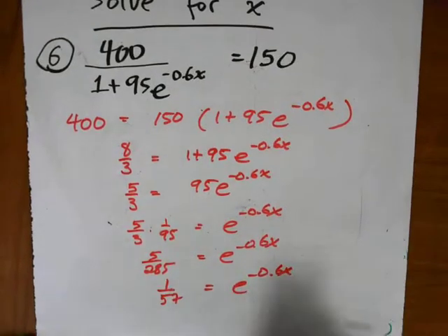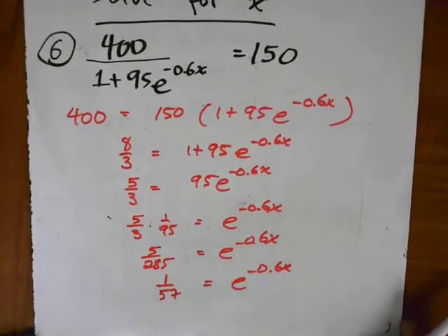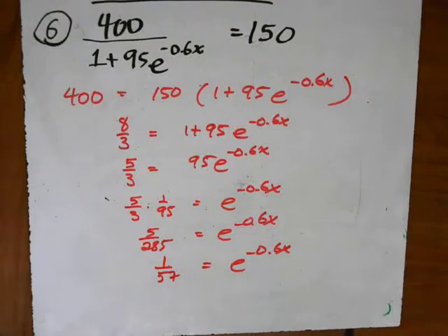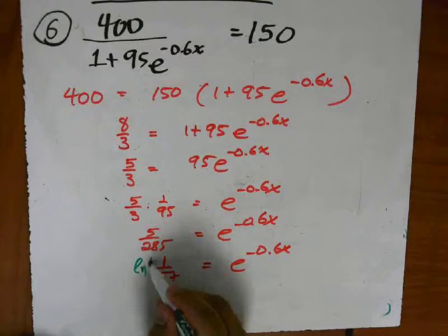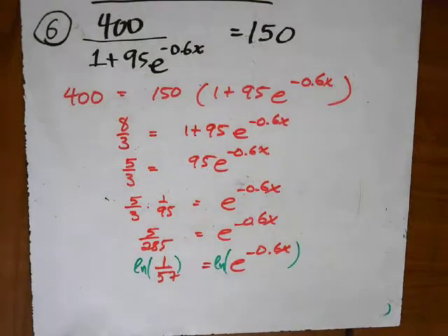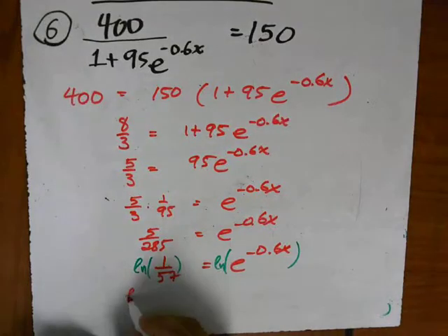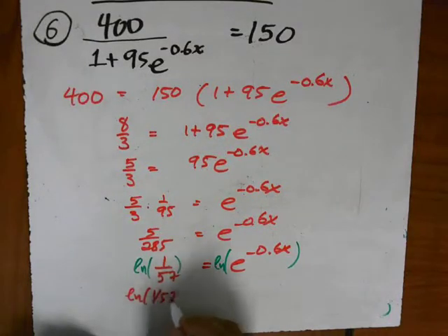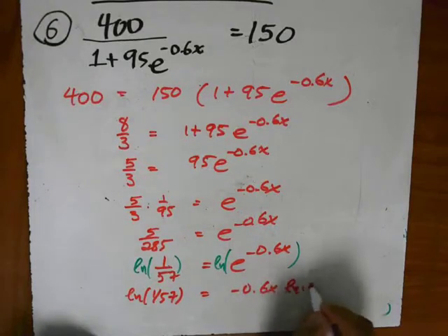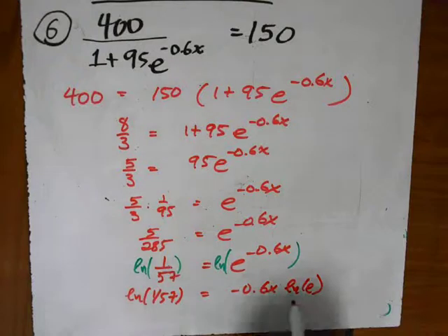Now since I have this e here, and I have an exponent with a variable in it, I can just take the natural log of both sides. So if I do that, taking the natural log of both sides, I can bring the exponent out to the front. So I get natural log of 1 over 57 is equal to negative 0.6x natural log of e. And we know that natural log of e is just going to be equal to 1. So this cancels since it's multiplying.